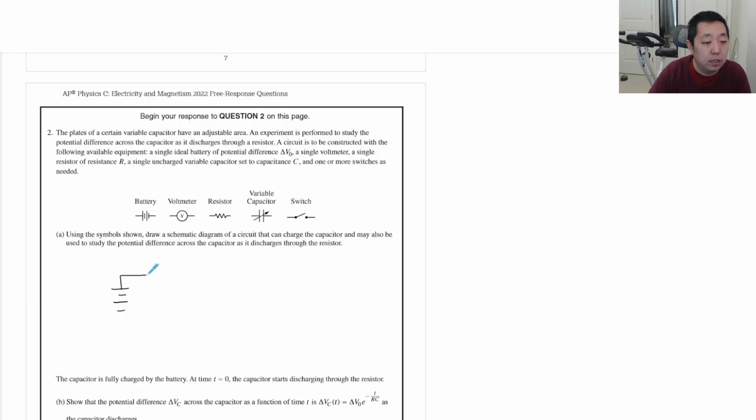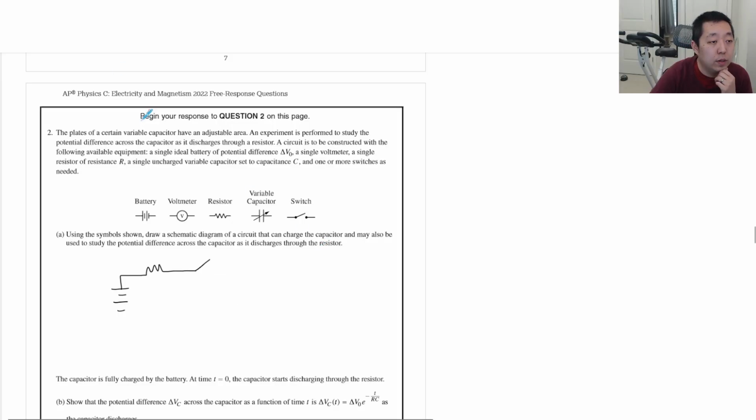This is pretty easy. We want to charge a capacitor. We'll put a switch here. We'll also put a resistor here. Oh, wait, you want to discharge the capacitor. So you want to close it. No. We want to charge the capacitor.